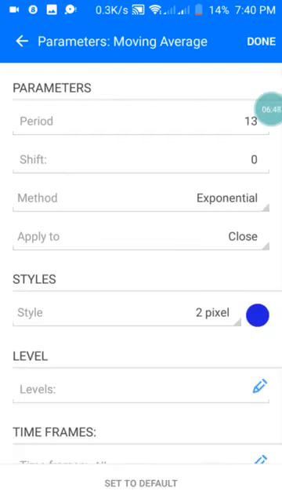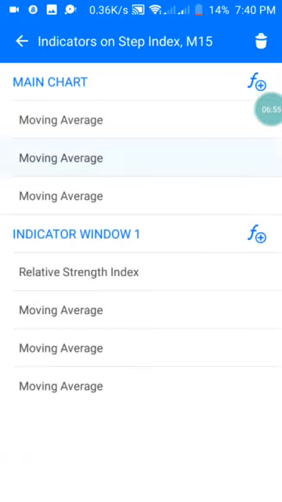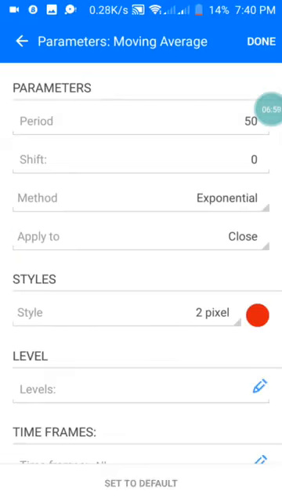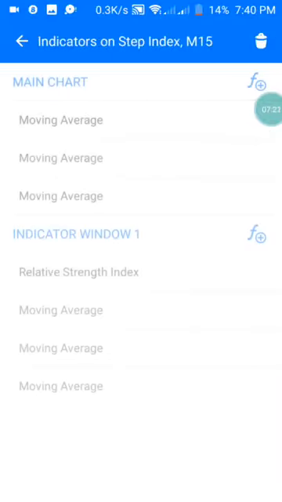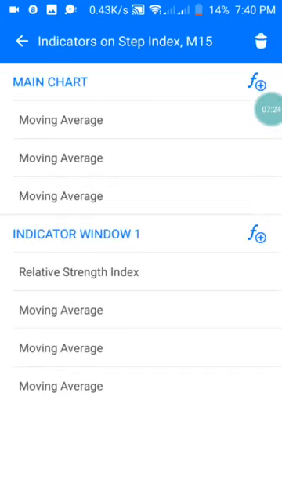You just screenshot this particular place and press on done, and also move to the second moving average. The second moving average period is 50. We have the shift to be 0, the method to be this, and applied to close. You choose any of your colors and press on done. We will move to the third moving average, which is 200. The period is 200, the shift is 0, and you choose any color of your choice. You just screenshot these particular settings and do it on your phone, and move to your indicator window 1.